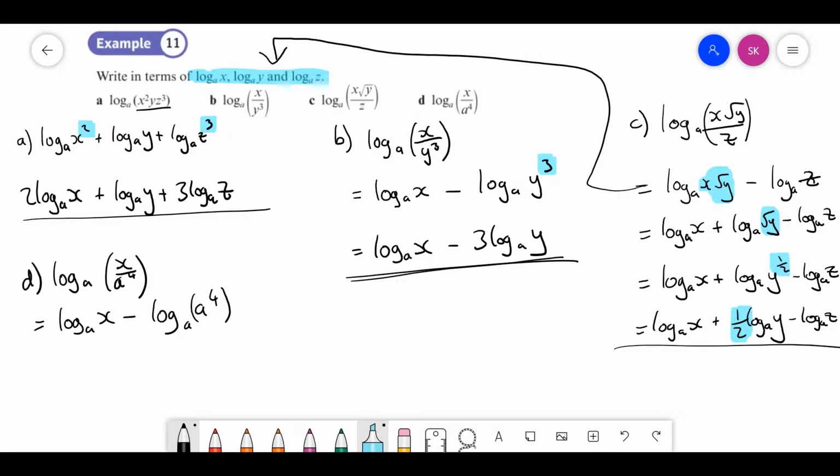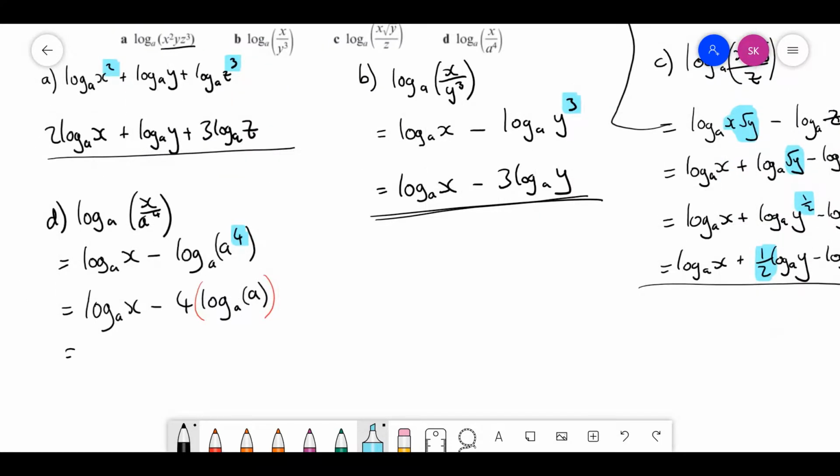The next thing I'm going to do is, you can see I've got this power here, so I'm going to bring it to the front using the power law. And you'll have probably already noticed this, but log base a of a simplifies to 1, because a to the power of 1 makes a. So I'm going to rewrite that as minus 4 times 1, which is obviously just minus 4.